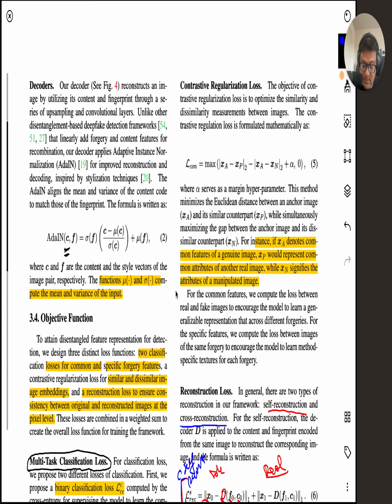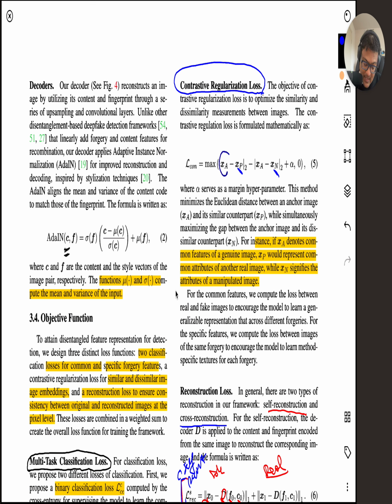And then another thing which they are proposing in their network is something known as the contrastive regularization loss. So let's take a closer look at what this means, and you should be able to understand it really well. What they are saying is that they enforce, so they have some positives and they have some negatives, and they have a given image which they are considering.